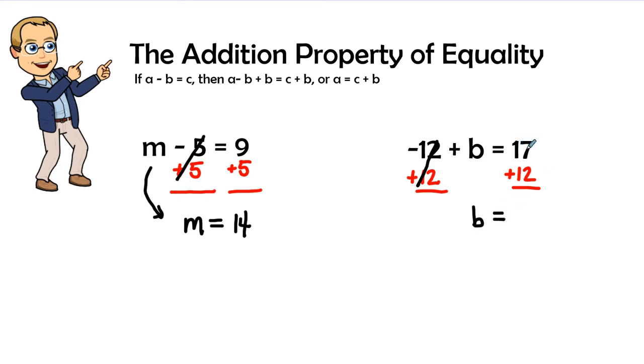And now we have 17 plus 12. 7 plus 2 is 9. 1 plus 1 is 2. So in this answer is B equals 29.